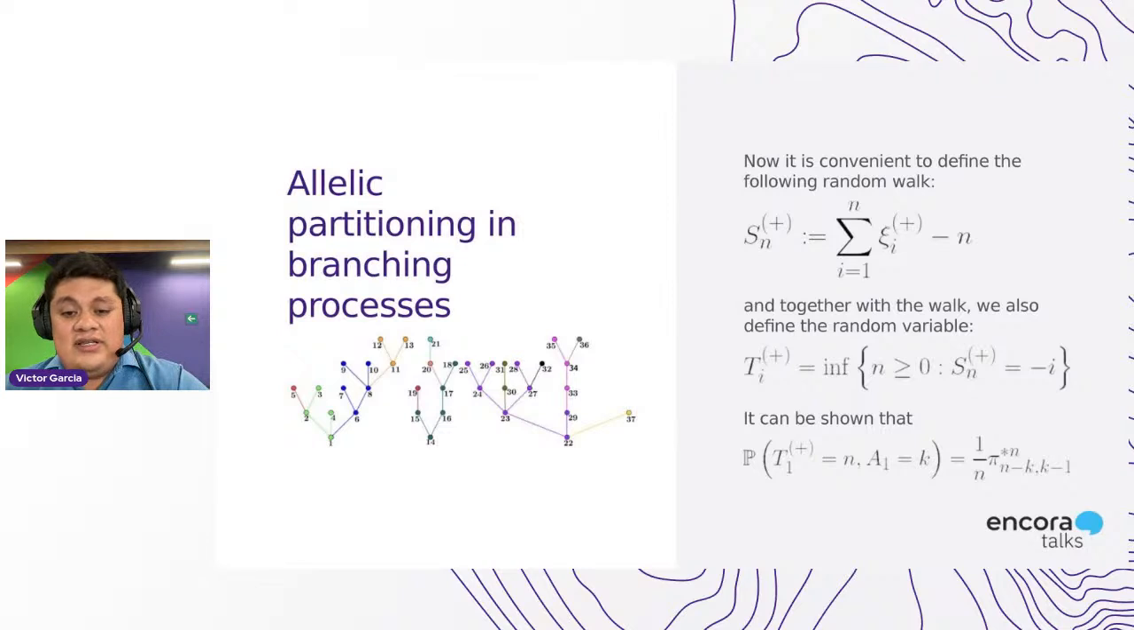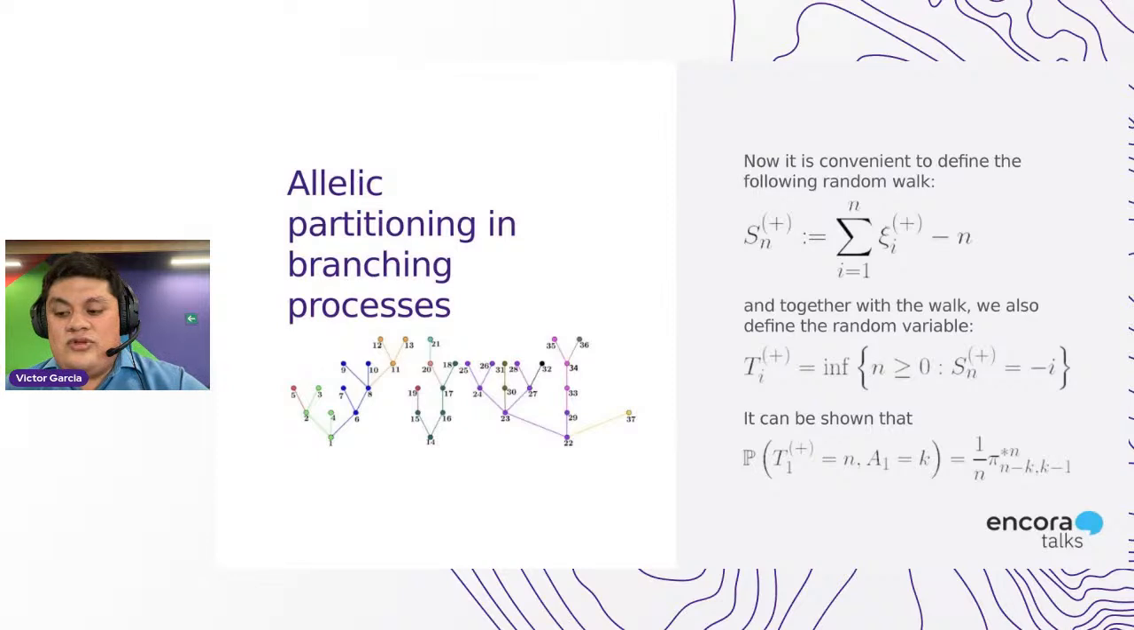We will denote by Sn+ the sequence of random variables that is obtained by subtracting the generation number n from the total population up to that moment in the tree. In turn, we will define Tn+ as the first moment in which the random variable Sn reaches a certain level.